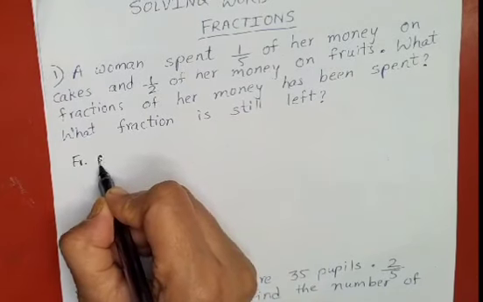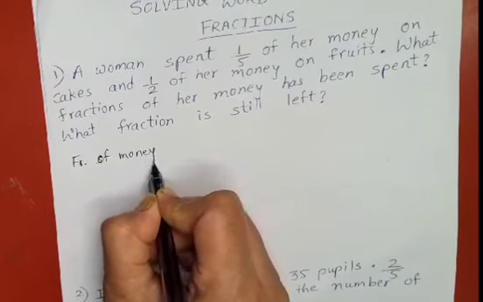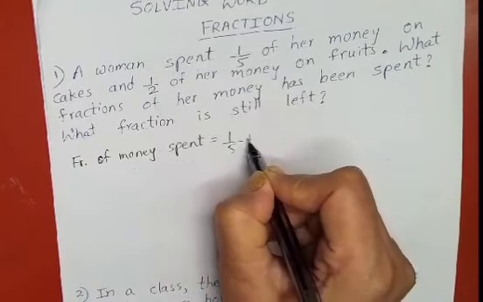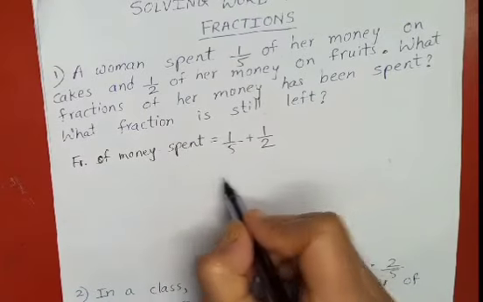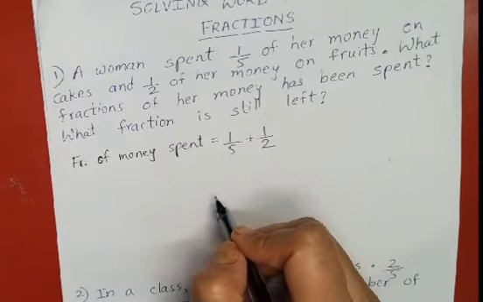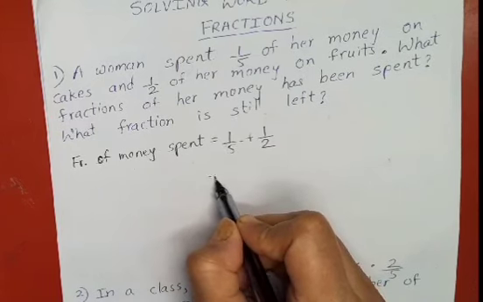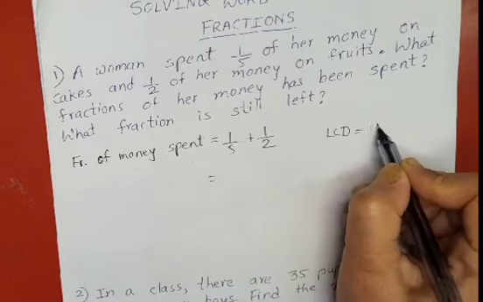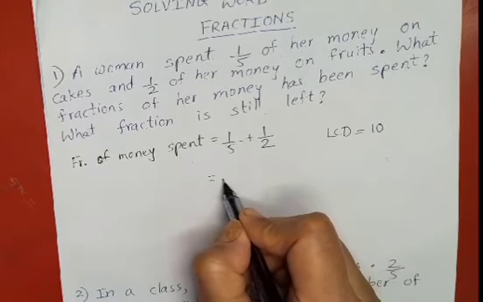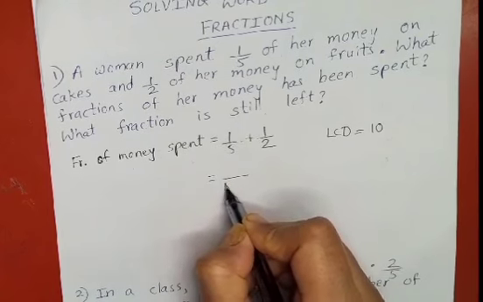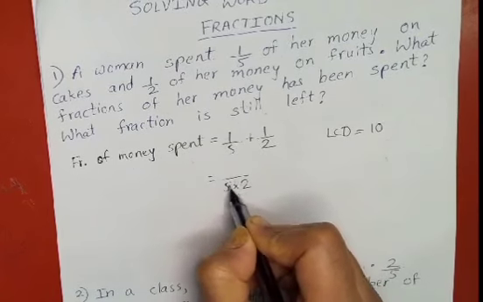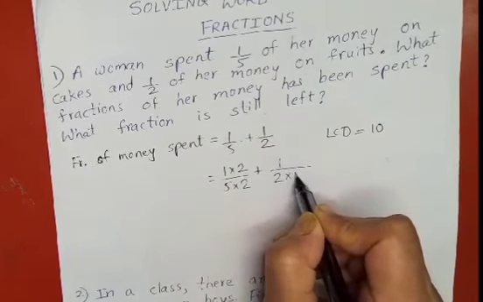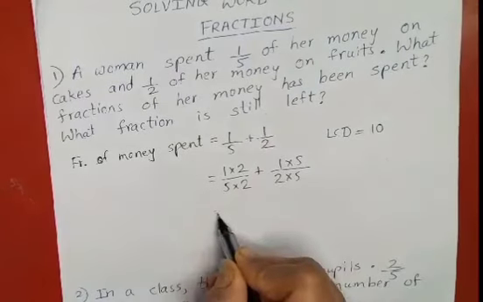Fraction of money spent is equal to 1 over 5 plus 1 over 2. Now, here the denominators are unequal. So, in order to make the denominators equal, we get the LCD, lowest common denominator, as 10. So, here 5 multiplied by 2 is 10, and here 2 multiplied by 5 is 10.